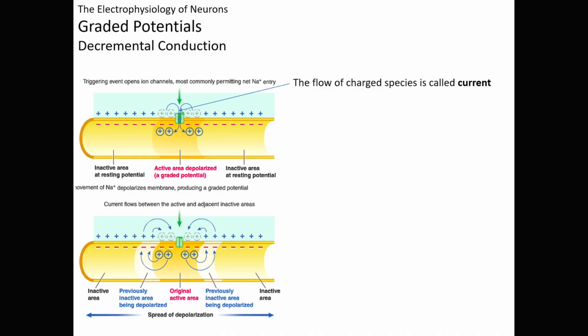But here's the thing. As those positively charged sodiums come into the intracellular fluid in this dendrite, if you put yourself in their shoes for a second, they look to their left and they look to their right, and they see something they like. They see negative charges, right? So they are attracted to those negative charges.